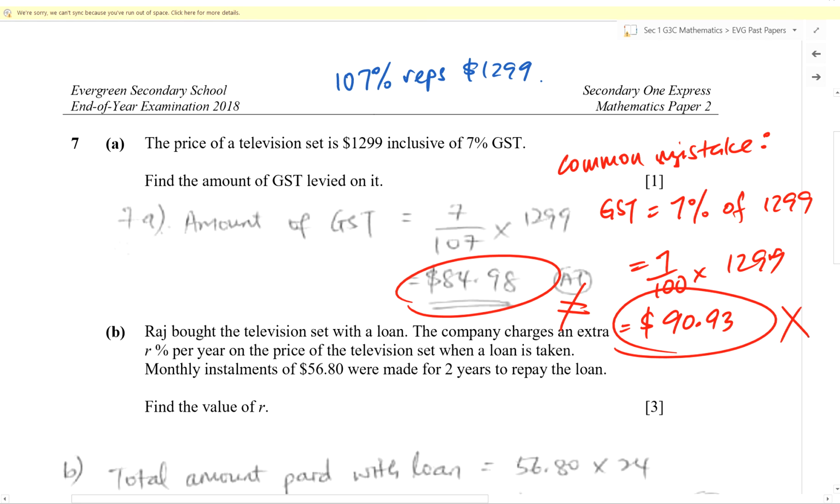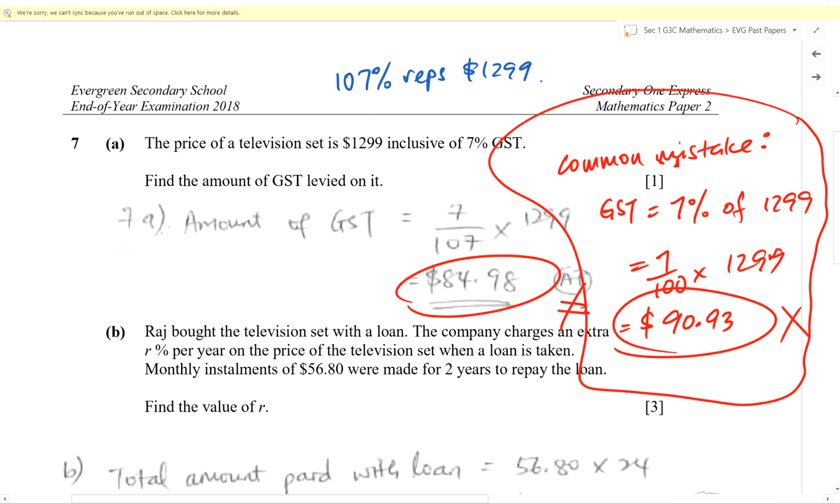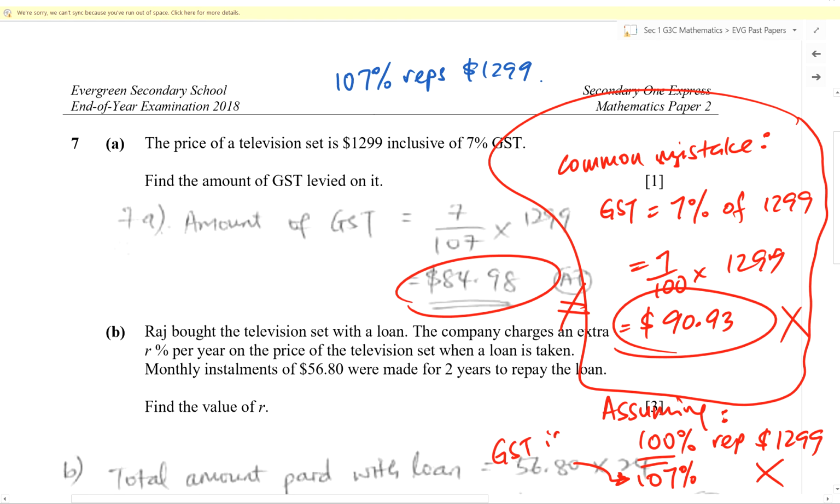Okay? Why did this happen? Because in this particular working, you are assuming that 100% represents 1299, which is wrong. It is supposed to be 107% because GST is already included in here. It includes the GST of 7%. So the total 1299 is actually 107%.